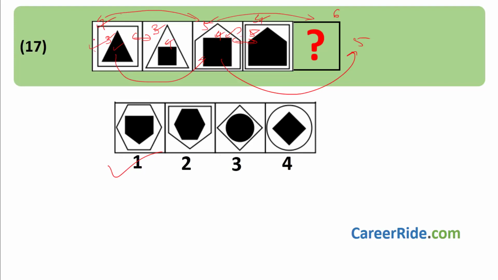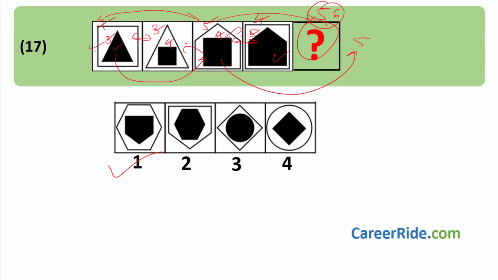Okay. So we knew that the first and second figures are interchanged, that is, triangle goes outside, square inside. Here pentagon out, square inside. So this figure has square out, pentagon inside. So what we can say is that the fifth figure which will come over here in place of the question mark is not necessarily related to this figure.